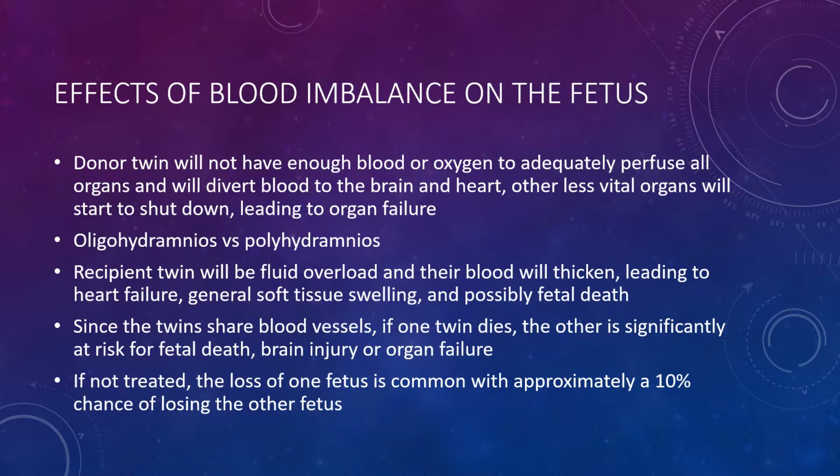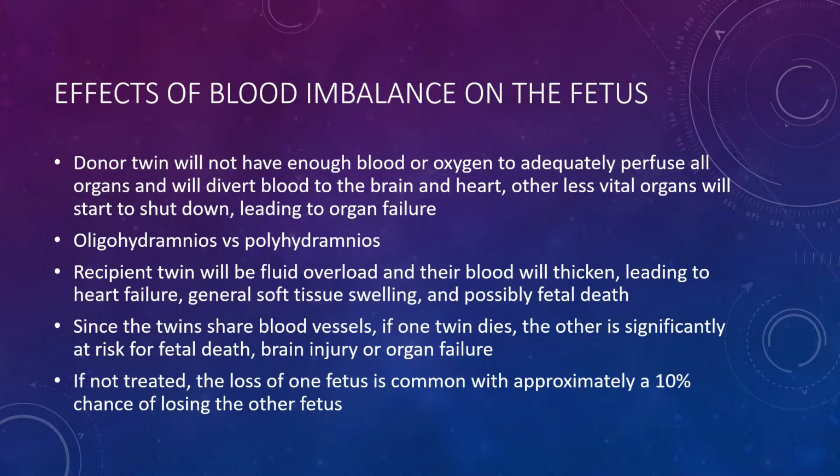Also, the recipient twin will be fluid overloaded, and their blood will thicken since they are getting so many red blood cells as well. It can lead to the heart having a harder time pumping the blood and lead to heart failure, general soft tissue swelling, and possible fetal death. So since the twins do share blood vessels, if one twin dies, there is a significant chance that the other twin may die or have lasting neurological effects. Loss of one fetus is relatively common, and there's approximately a 10% chance of losing the other fetus.